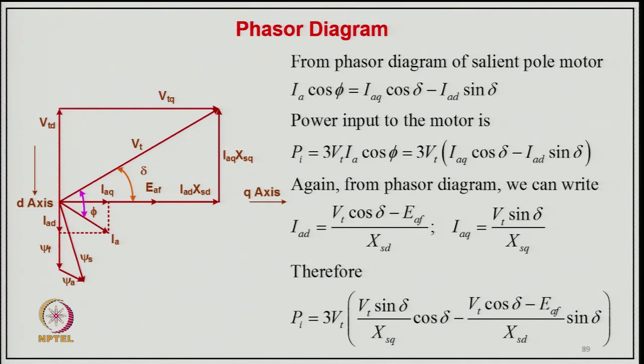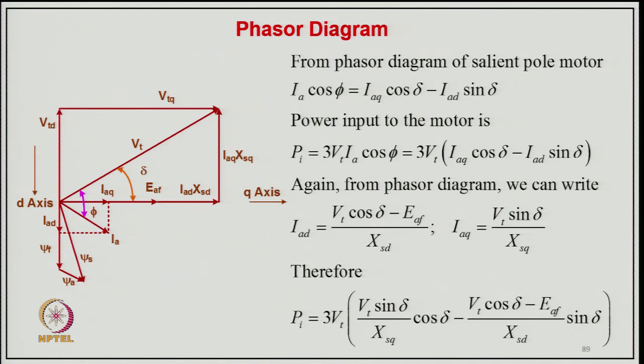Starting with the excitation voltage, followed by jXQ IAQ, then IA RA, and then VT, and the VT component we can also resolve into ID and IQ components. From the phasor diagram we can say IA cos phi equals IAQ cos delta minus IAD sin delta. The power input to the motor will be Pt equal to 3 Vt I cos phi, that is, 3 Vt times IAQ cos delta minus IAD sin delta.